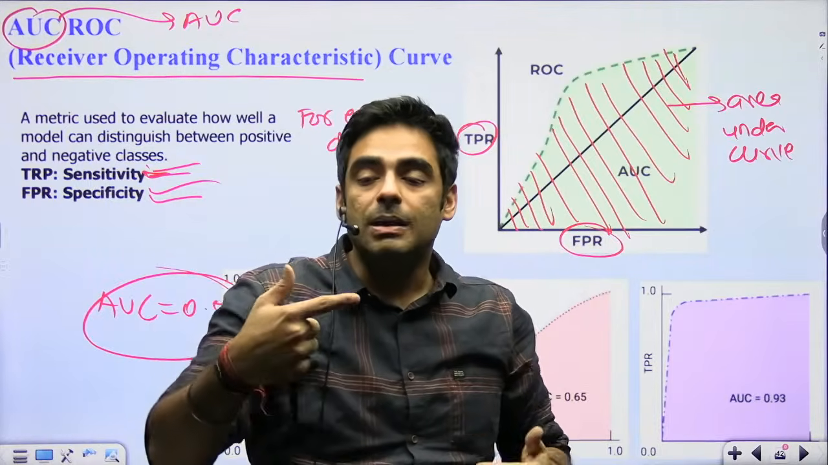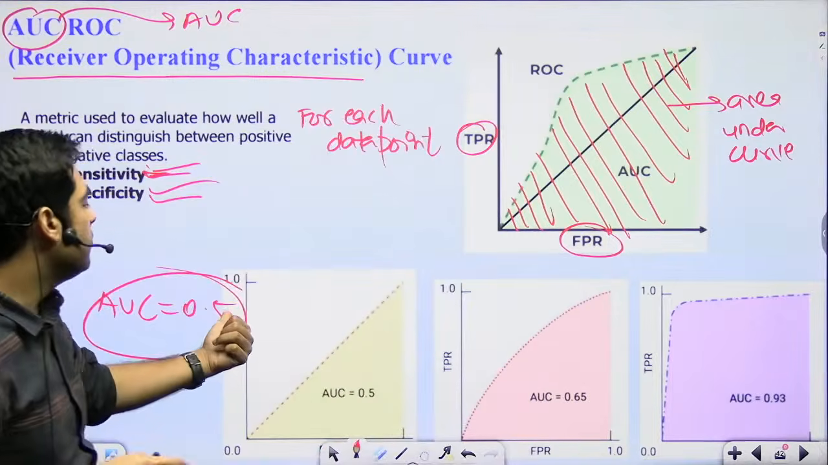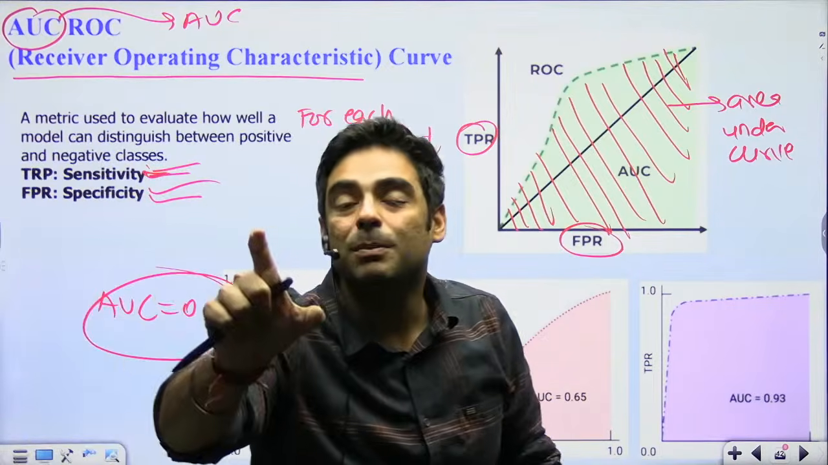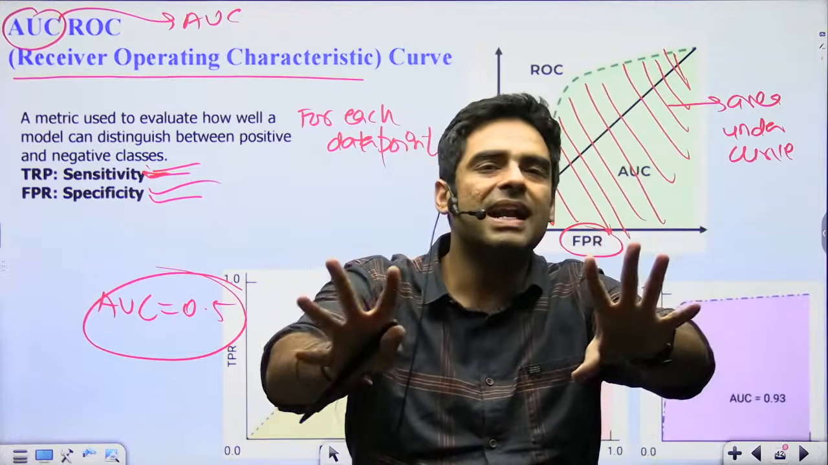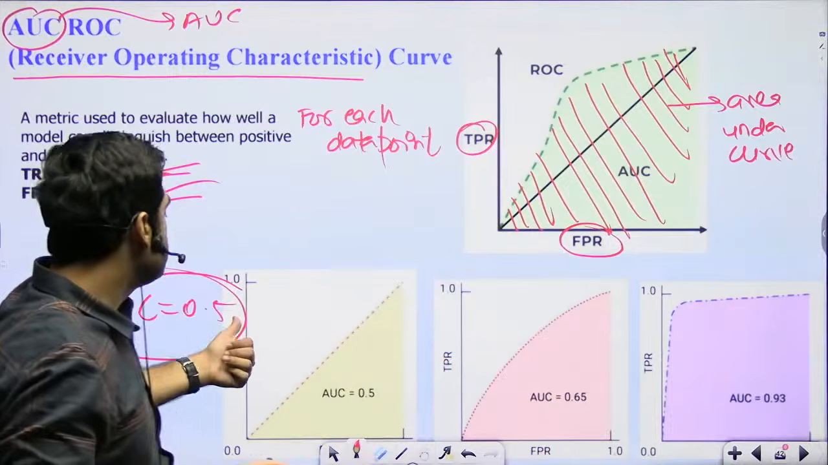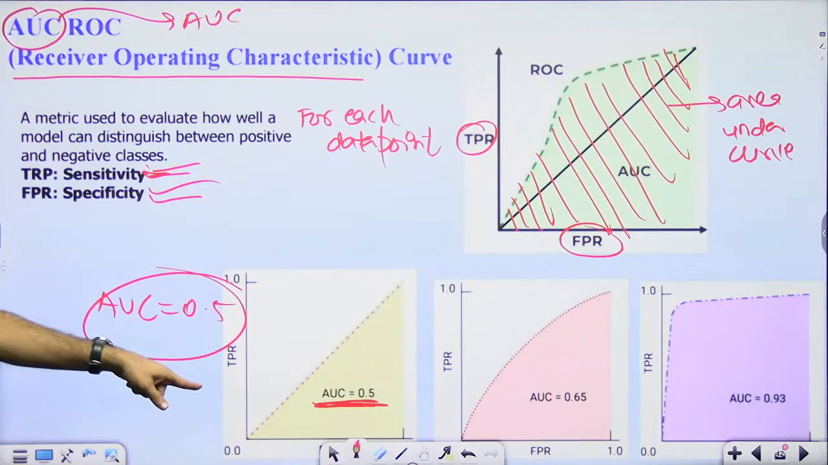So what is my AUC score? My AUC score is 0.5, because that is a random guess that I am actually making. That is just a random guess. So what is my AUC score? That is 0.5.